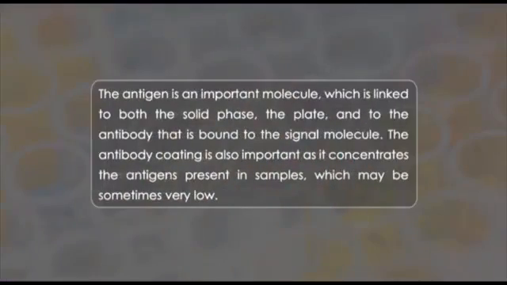This technique is based on layer by layer addition of different molecules which link with each other. The antigen is an important molecule which is linked to both the solid phase, the plate, and to the antibody that is bound to the signal molecule. The antibody coating is also important as it concentrates the antigens present in samples, which may be sometimes very low. Hence, ELISA is a very sensitive test which can detect antigens at very low concentrations of about picomole range.